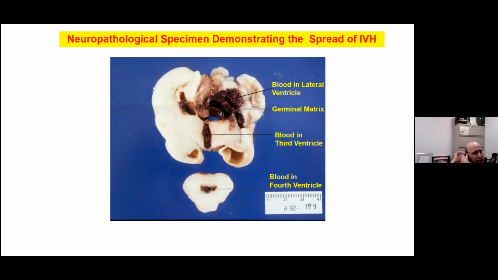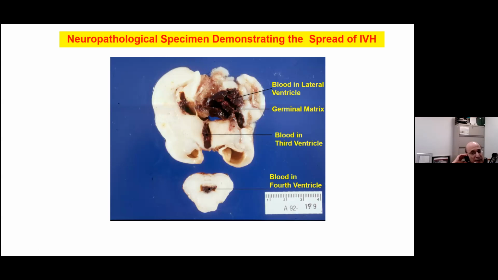So I think it's important in this neuropathologic specimen to really define what we're dealing with. The blood originates in the germinal matrix, and you can see some extension down inferiorly, and then it can rupture into the adjacent lateral ventricle. And when it does that, we call it intraventricular hemorrhage. And we grade it in part dependent on the amount of blood in the ventricle.